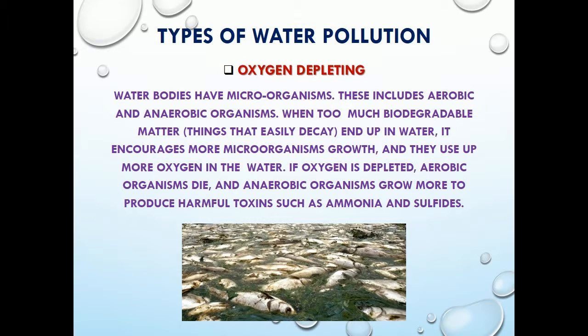Oxygen depleting. Water bodies have microorganisms. These include aerobic and anaerobic organisms. When too much biodegradable matter, things that easily decay, end up in water, it encourages more microorganism growth, and they use up more oxygen in the water. If oxygen is depleted, aerobic organisms die, and anaerobic organisms grow more to produce harmful toxins such as ammonia and sulfides.